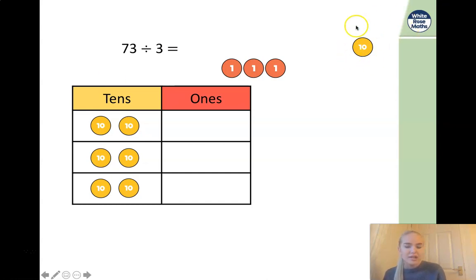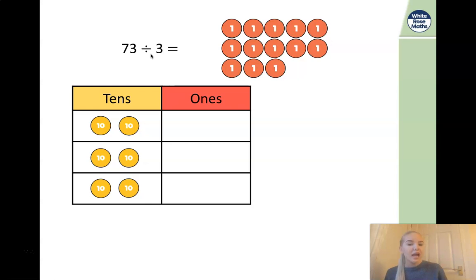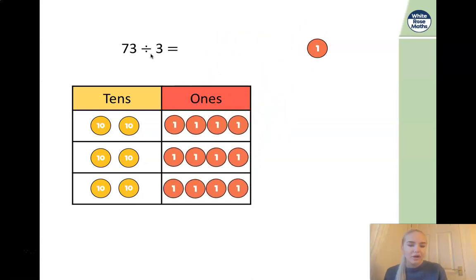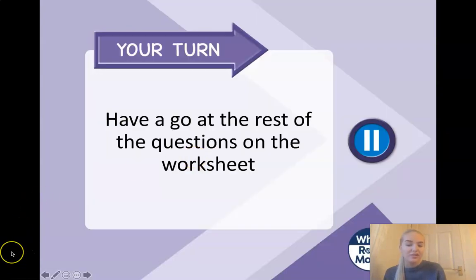What are we going to do with this extra 10 here? Absolutely, we're going to exchange it for 10 1s. Why can I not put this 10 in one row? Yes, because all of the rows have to have equal amounts of 10s. Well done. So I now have 13 1s to split between 3 rows. So I'm going to do that now. I have got 4 1s in each of my rows, but I've got 1 1 remaining. So I can see that 73 divided by 3 gives me 24, remainder 1. Can you have a go at the rest of the questions on the worksheet, please?